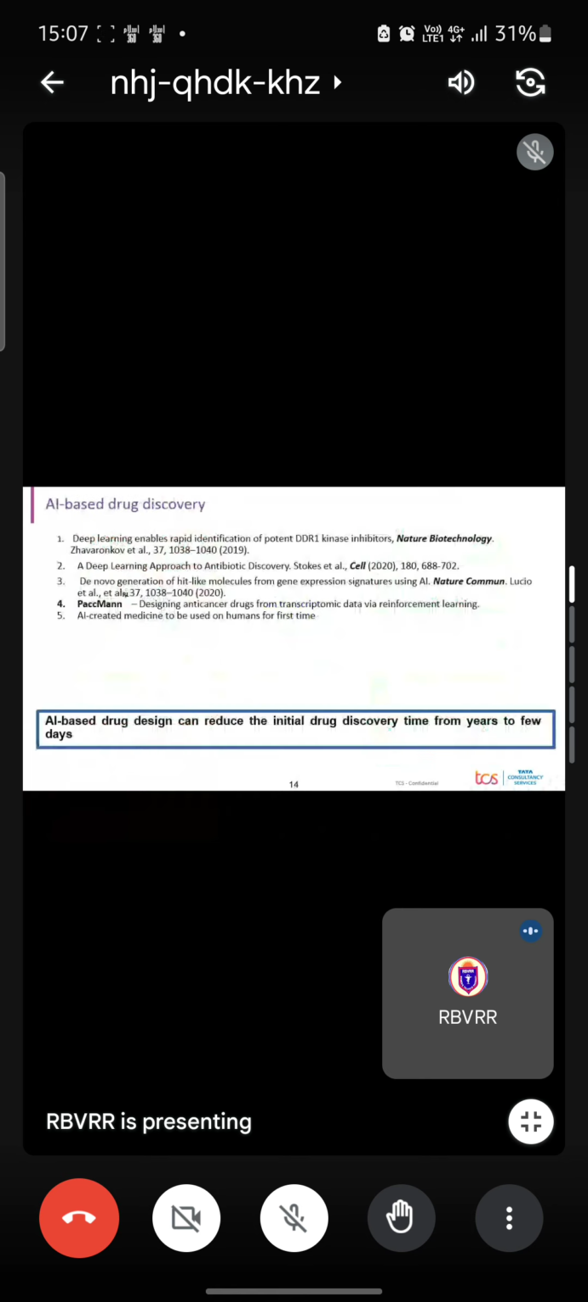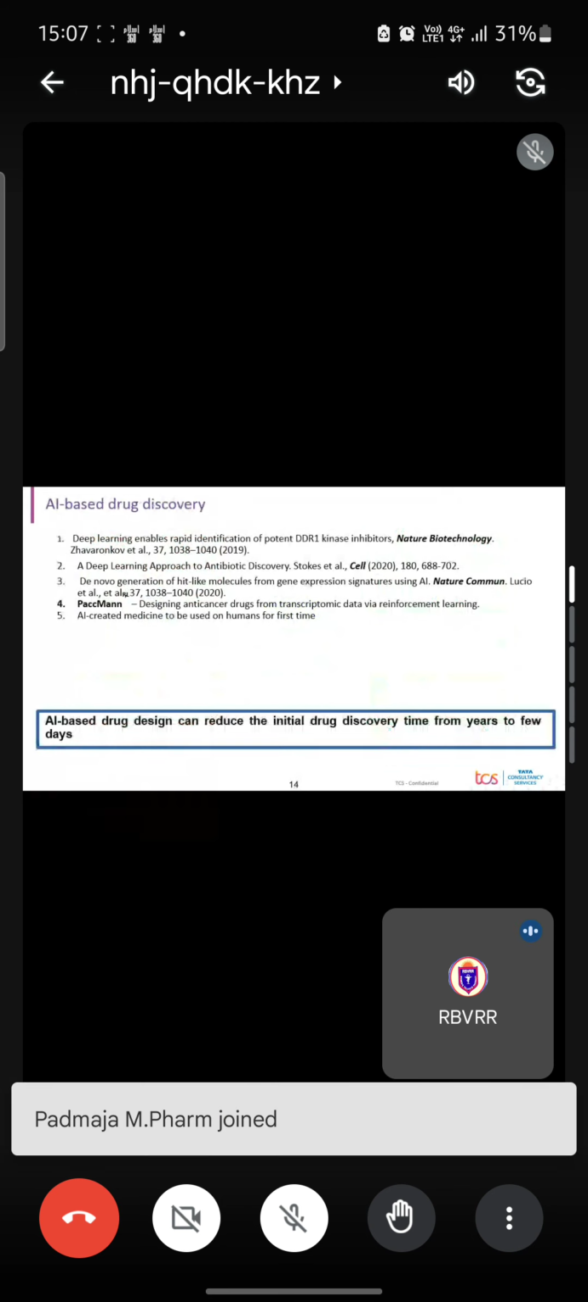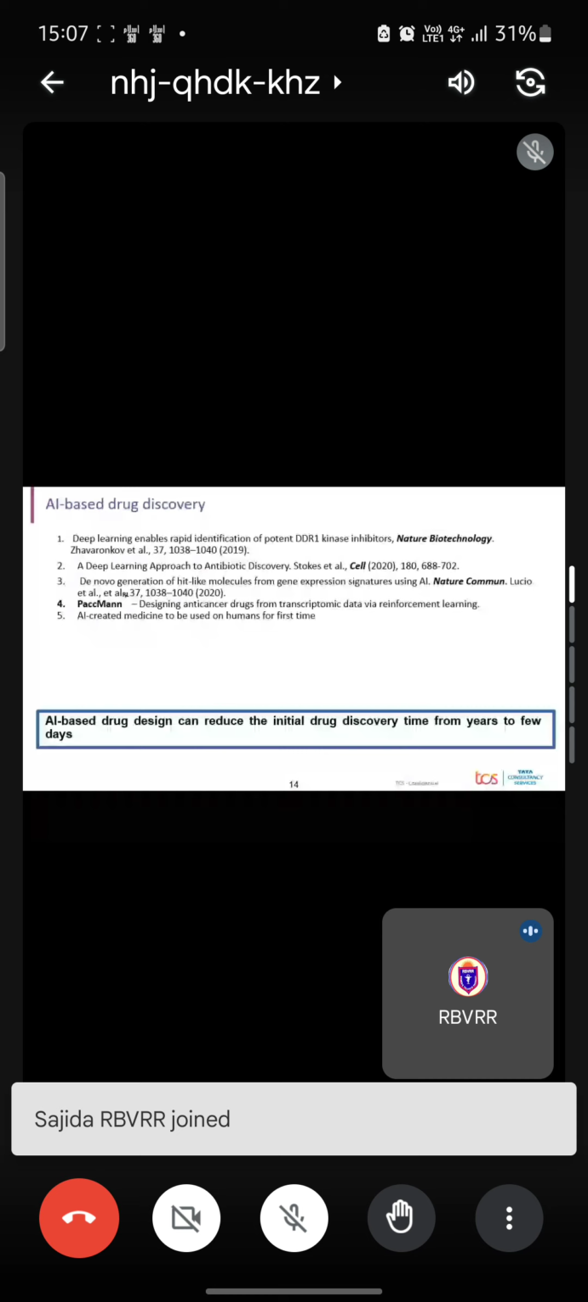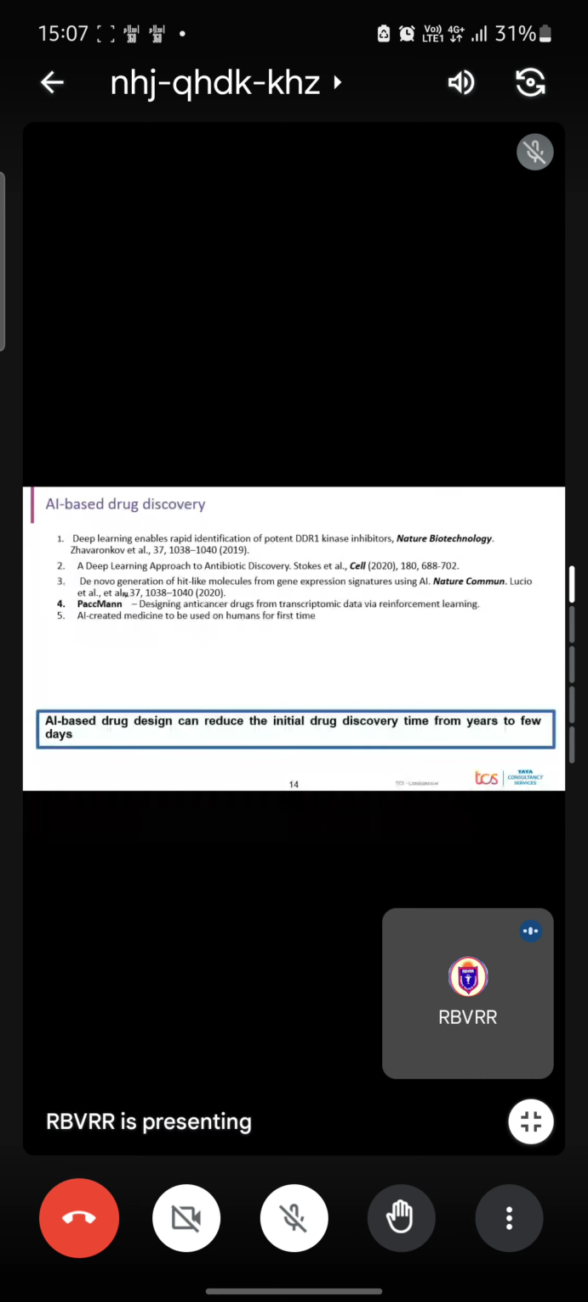Okay, so these papers, maybe you have seen them before, but it will be good to go through them to understand the power of AI. Basically, I'm not going to explain this now. These are very, very interesting papers: rapid identification of potent DDR1 kinase inhibitors, and similarly, a deep learning approach to antibiotic discovery. These all happened in a very short span of time. And then the whole world set up to say, hey, this is something we need to use.